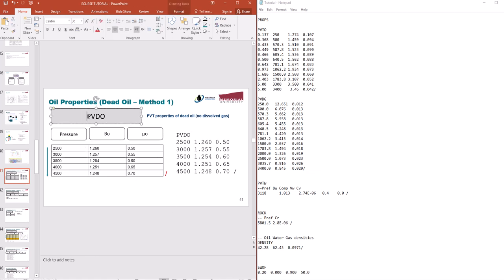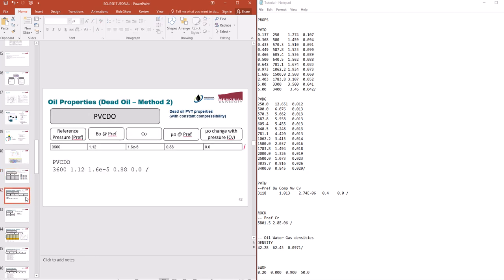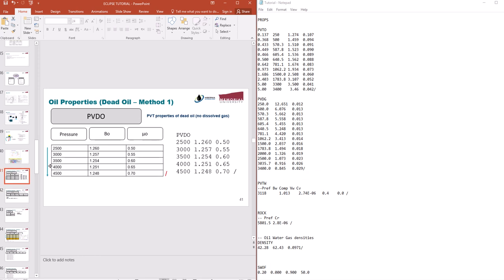So the important thing is that if you use PVDO, it means that you are dealing with a dead oil, and PVDO takes three items: pressure, oil formation volume factor, and viscosity. So you need to provide a table for the BO and the viscosity at different pressures. This was the first method to tell Eclipse about the oil properties for the dead oil.